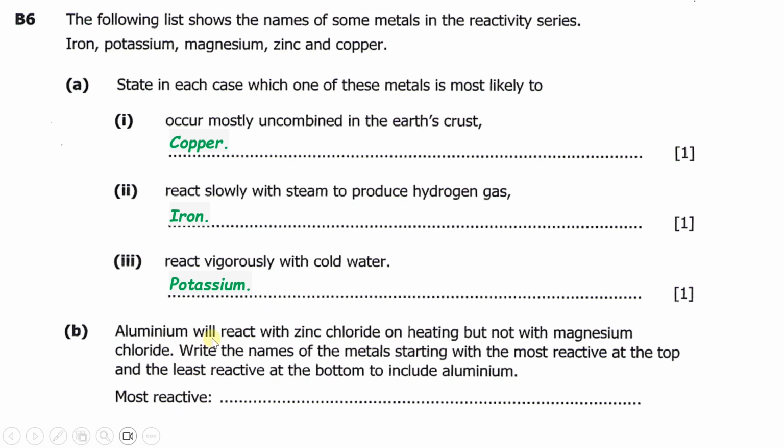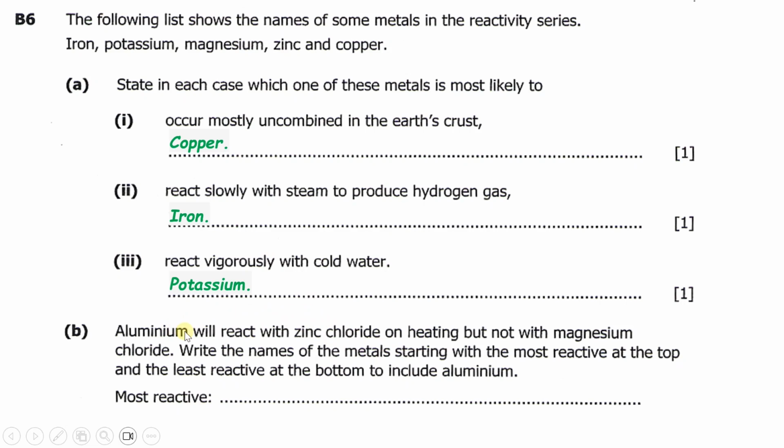Then B, they are saying aluminium will react with zinc chloride on heating, but not with magnesium chloride. Okay, write the names of the metals starting with the most reactive at the top and the least reactive at the bottom to include aluminium. Okay, so we are told that aluminium will react with zinc and not magnesium. So if aluminium will react with zinc chloride, it means it will displace zinc from zinc chloride and form aluminium chloride and zinc.